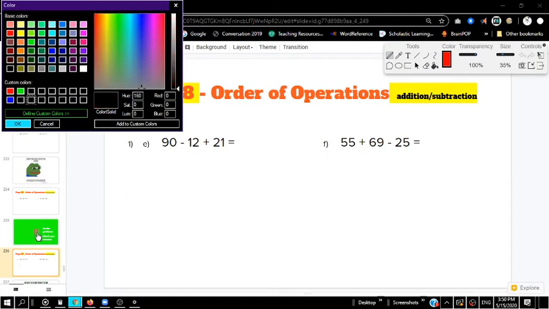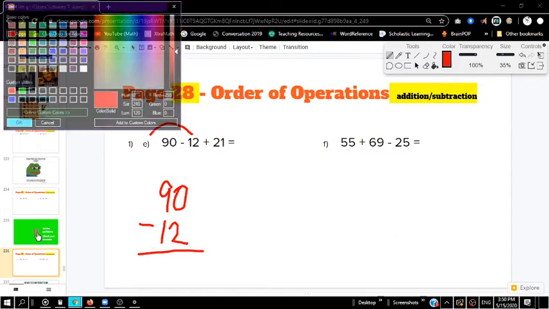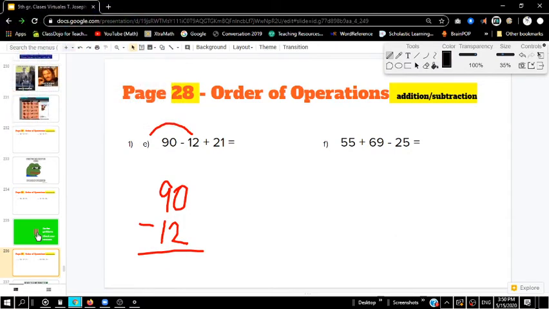All right, so let's do the first part. The first part of the problem says we're supposed to subtract. So 90 minus 12. 0 minus 2 we cannot do, so again, we're going to go over to our next column and take away a 10. That becomes 8. 10 minus 2 is 8. And 8 minus 1 is 7. So 78 is our first part of the problem.